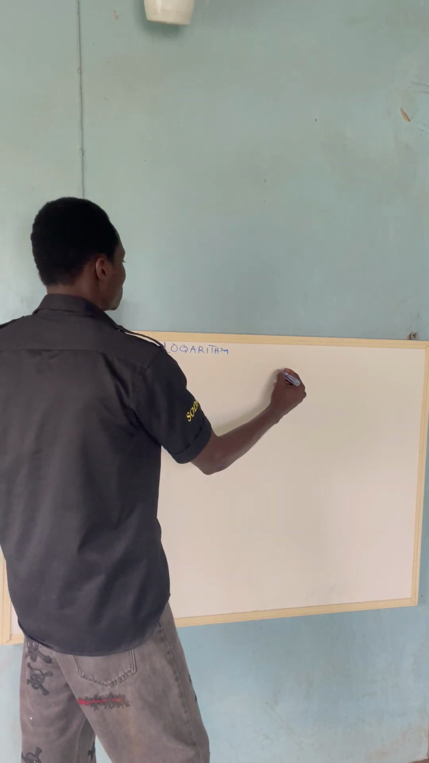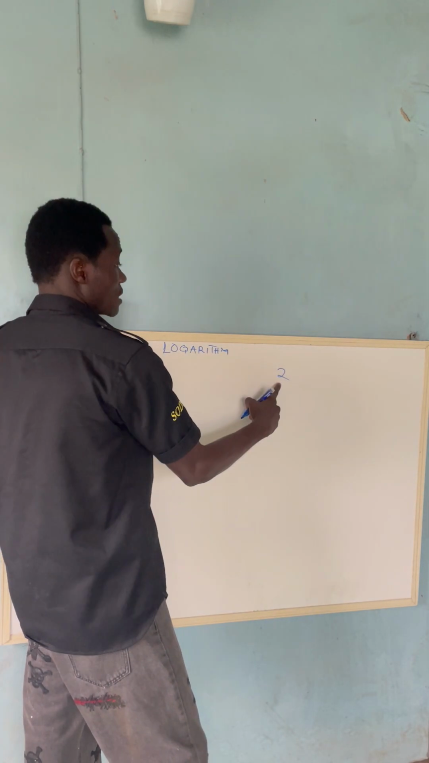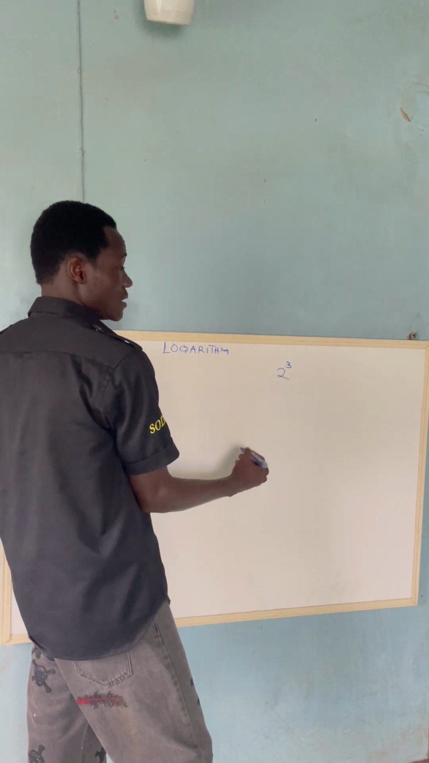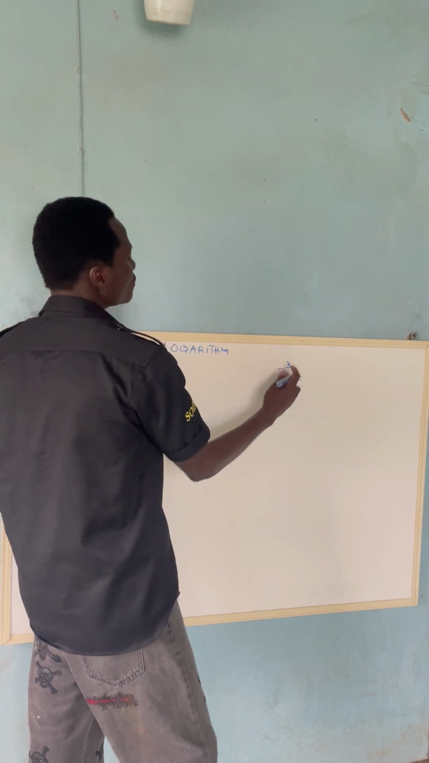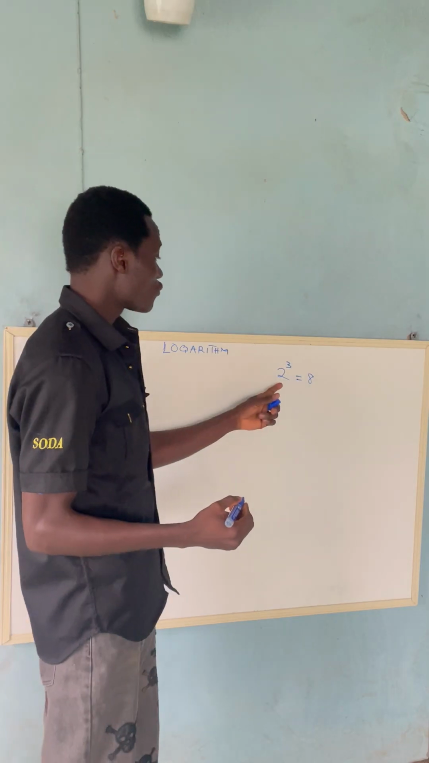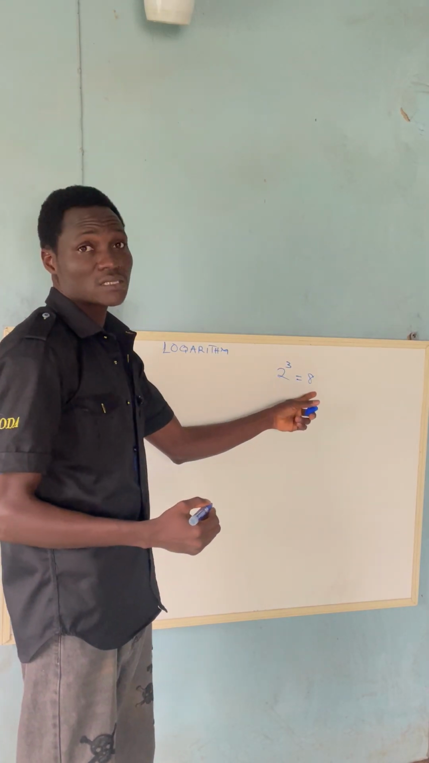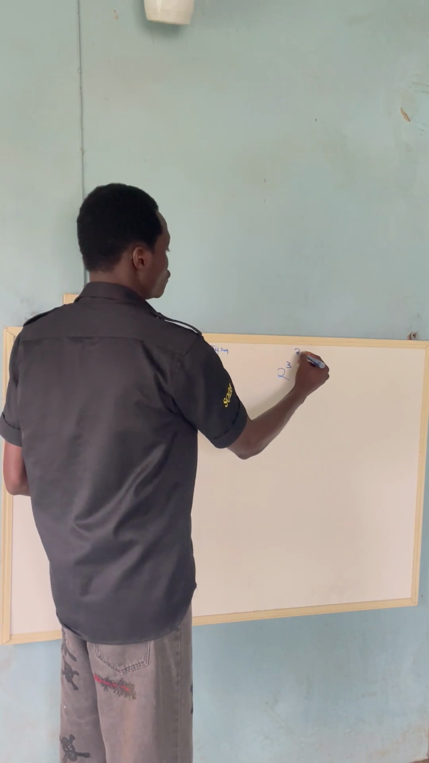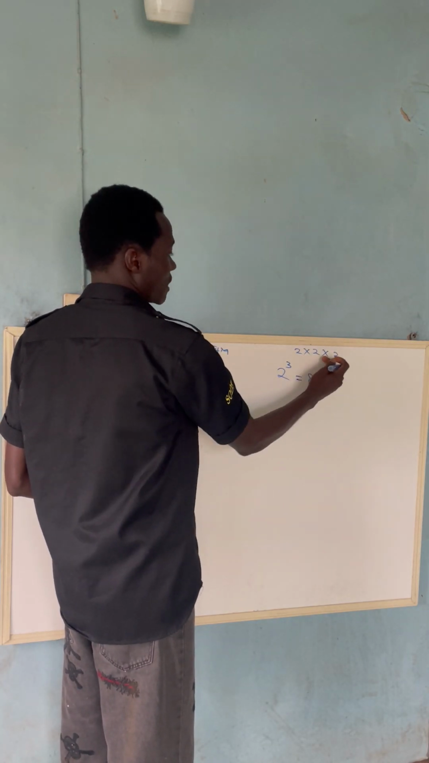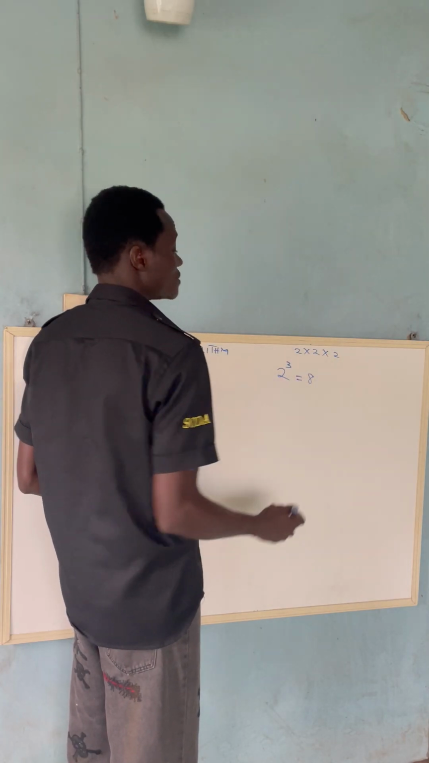So this is a number. Now it says the power a number is raised to. Let's see, I raise it to the power of 3 to get another number. 2 to the power of 3 is equal to 8. How is that? Meaning 2 multiplying itself 3 times will give us 8. That is 2 times 2 times 2. 2 times 2 is 4, 4 times 2 is 8.